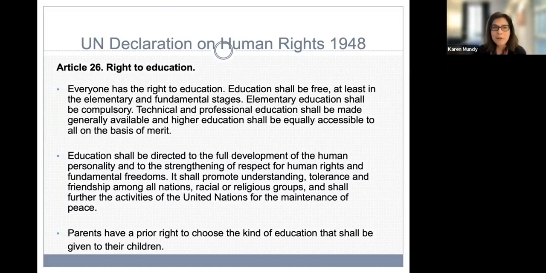So it starts, everyone has the right to education. Education shall be free. Elementary education shall be compulsory. Technical and professional education shall be made available, and higher education equally accessible on the basis of merit. Now, I don't know if you realize it, but it's a very difficult phenomenon to have something that is both free and compulsory. And if you look at the last part of this convention, you'll also see that parents have the prior right to choose the kind of education that shall be given to their children.